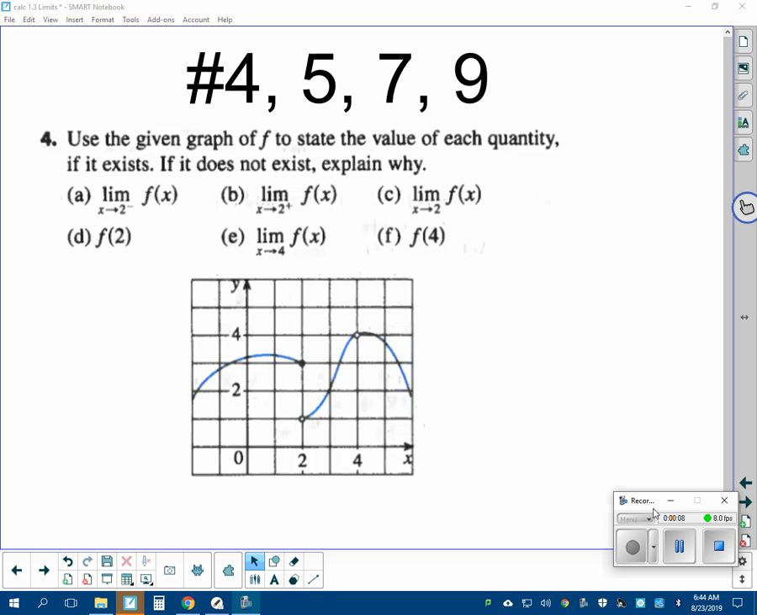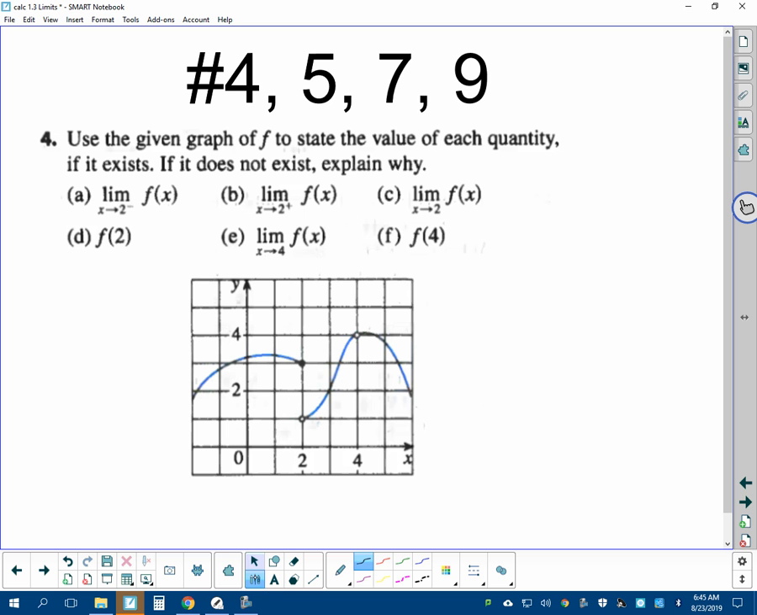So they were the same as what we were doing in class yesterday. Using this graph, state the value of each quantity if it exists. Keep in mind that if a limit doesn't exist, we say it does not exist. But if a function value doesn't exist, we say it's undefined.